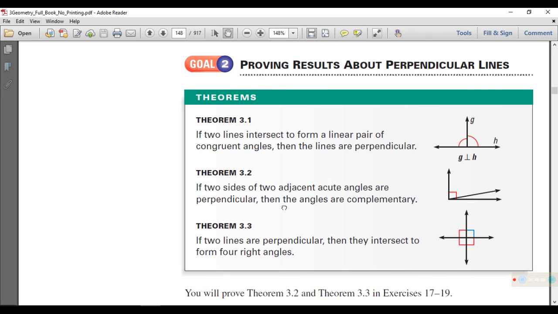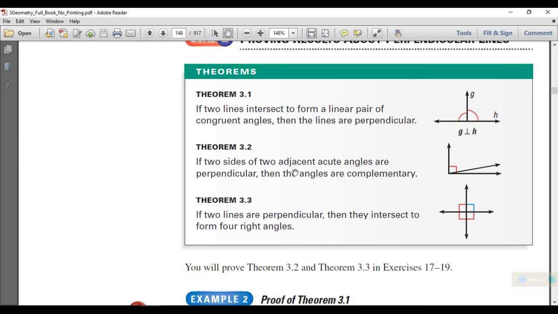Proving results about perpendicular lines. So, we have 3 theorems here, all about perpendicular lines. If two lines intersect to form a linear pair of congruent angles, then the lines are perpendicular.